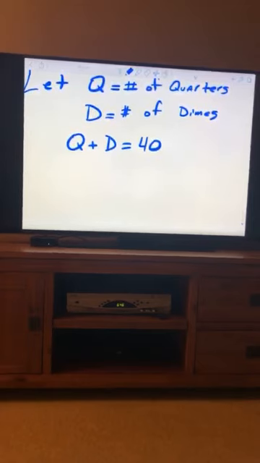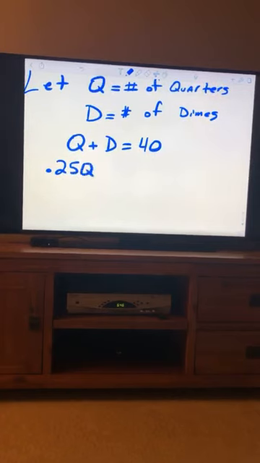And now we want to incorporate how much each coin is worth. So for quarters, we know that those are 25 cents. Numerically, that's 0.25Q. Dimes are 10 cents. Numerically, that's 0.1D. You could put 0.10 if you like, 0.1 is equivalent. And that should add up to that money amount that we were given, $8.05.